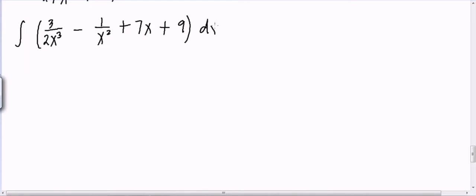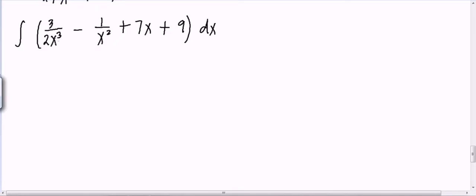Sige, let's have another example. Okay, let's have the integral of 3 over 2x cubed minus 1 over x squared plus 7x plus 9 dx. So again, may problema tayo dito kasi meron tayong x cubed and x squared sa denominator. So, iaakyat ko muna siya.